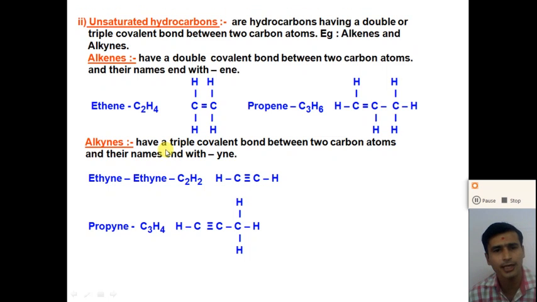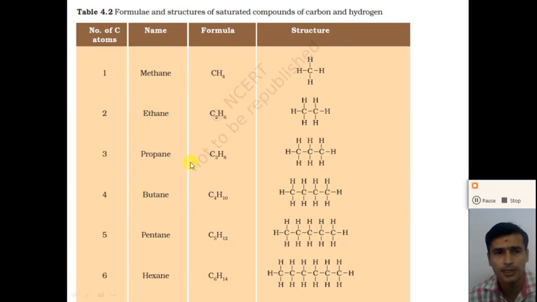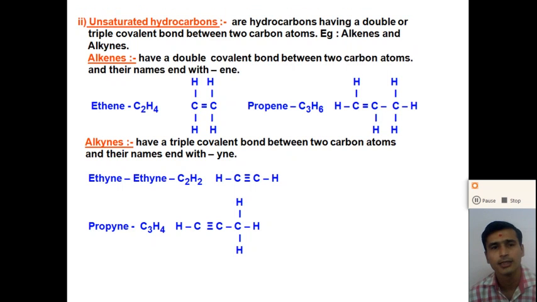Similarly, you can form the alkynes: ethyne, propyne, butyne, pentyne, hexyne. In that, you have to make a triple bond between any two of the carbon atoms, right? So understand, dear student, all the saturated hydrocarbons and the unsaturated hydrocarbons, right?